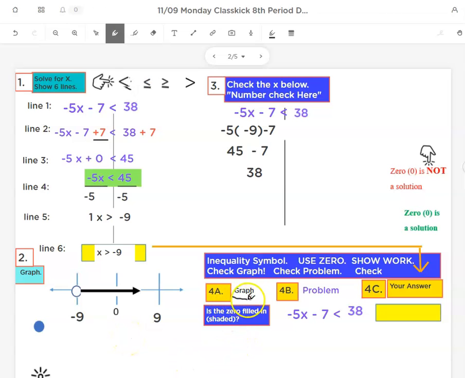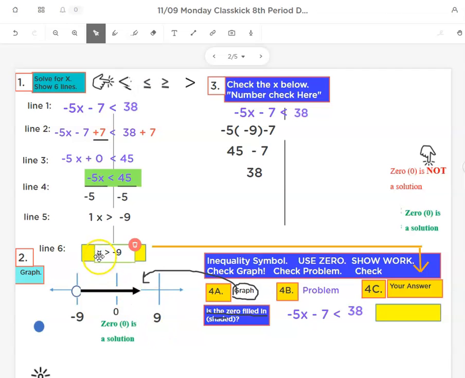4a. 4a says, on the graph or the number line, is the 0 filled in or shaded? If you notice right here, this is your line. The 0 is a solution. So I want you to use your selector tool and come over here and say 0 is a solution. I want you to put this right by the 0. So I know that you know that 0 is shaded in on the number line, and what that means is that 0 is a solution to this equation.